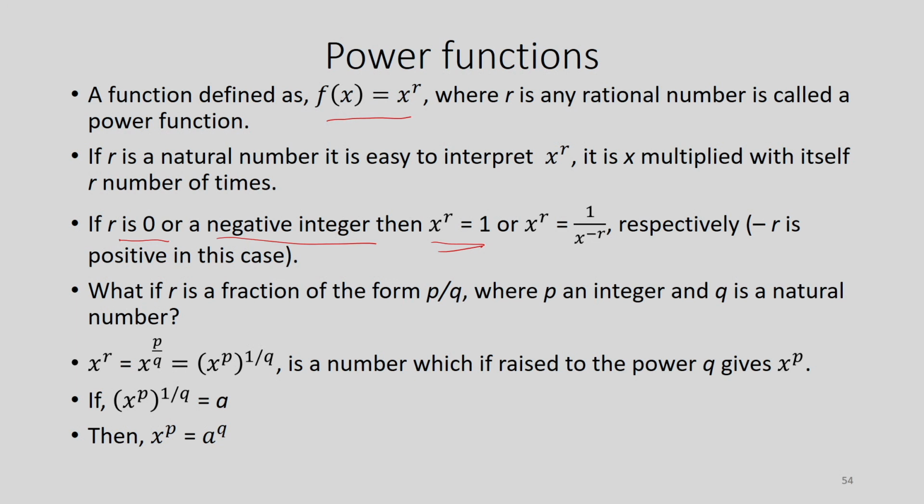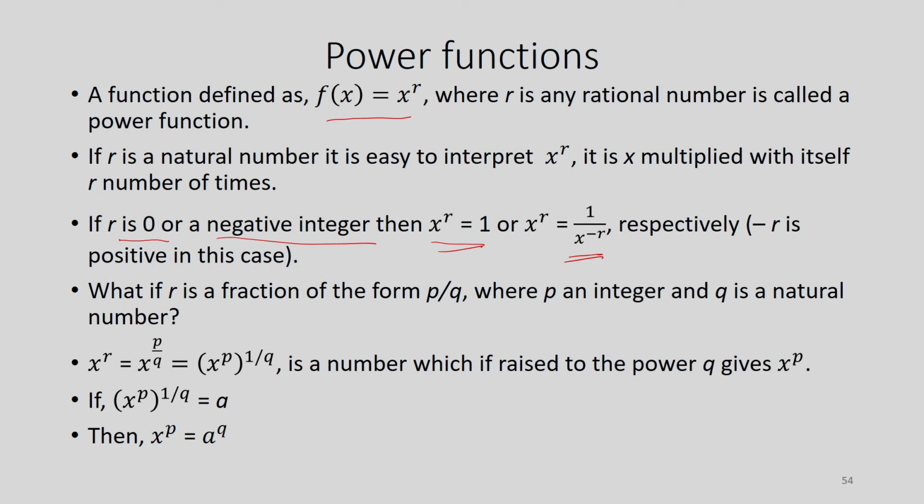And if we are talking about a negative power, so x to the power, let us say minus 2, then I can write it as 1 divided by x to the power minus of minus 2. That is what I have written here. Minus of minus 2 is plus 2, right. So, here you have 1 divided by x square, and x square is easy to interpret, it is x multiplied with x. So, as long as r is 0, a negative integer, or a positive integer, there are not many difficulties.